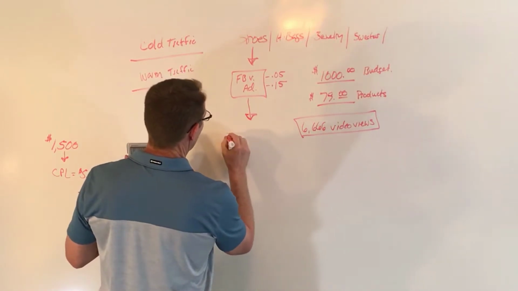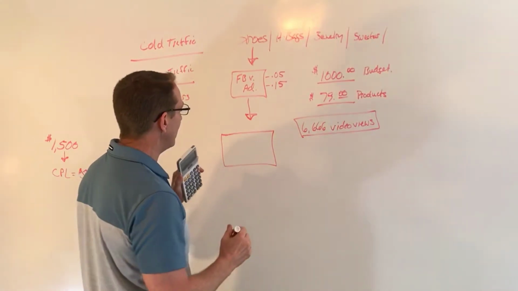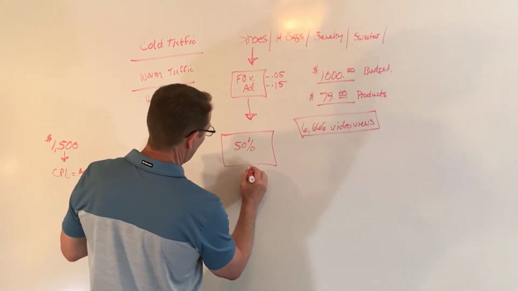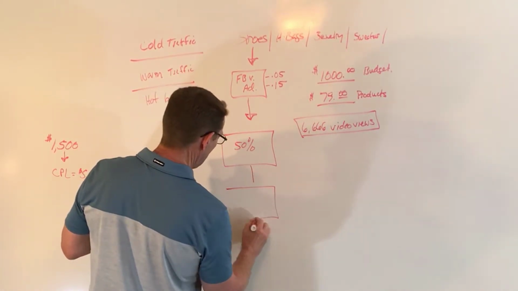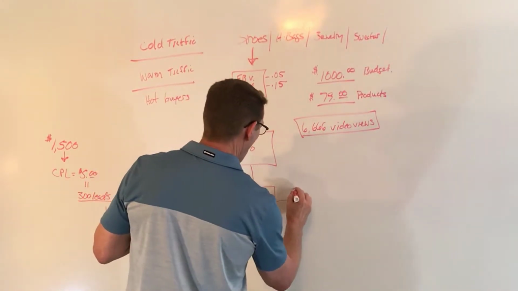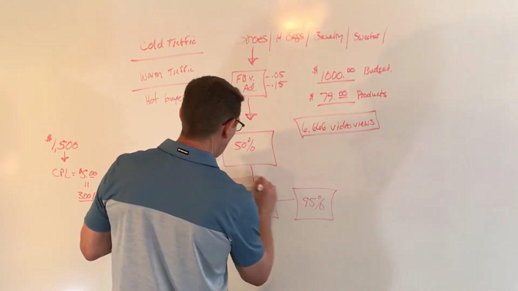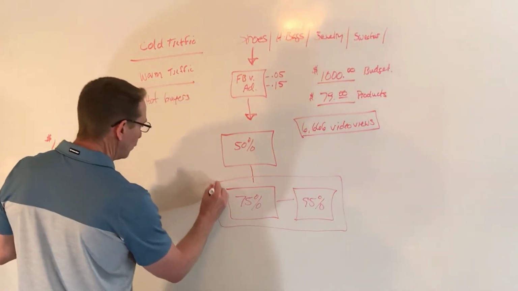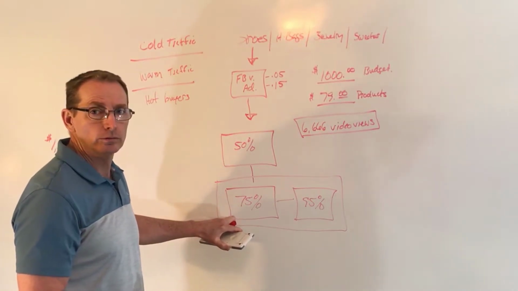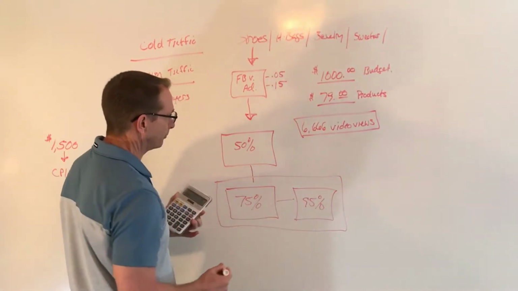Now, you're going to have different types of views. What you're looking for here is to set up how many people watch 50%, how many people watched 75% of the video, and how many people watched 95%. This is going to be your low-hanging fruit. These are going to be the people who you retarget. You can retarget the 50% as well, but here's your low-hanging fruit right here.